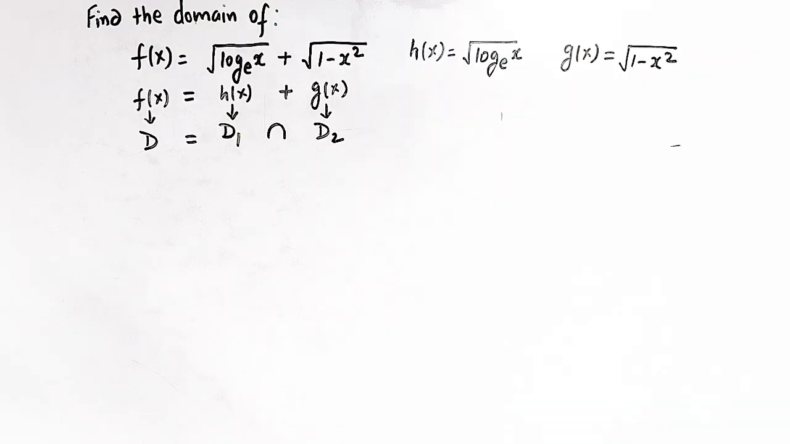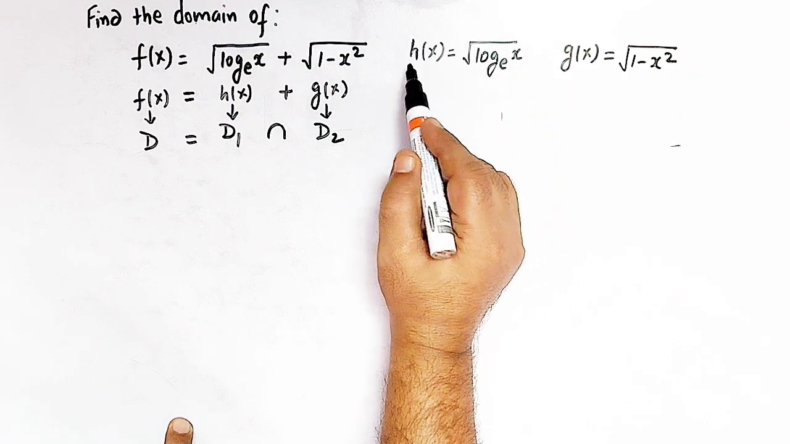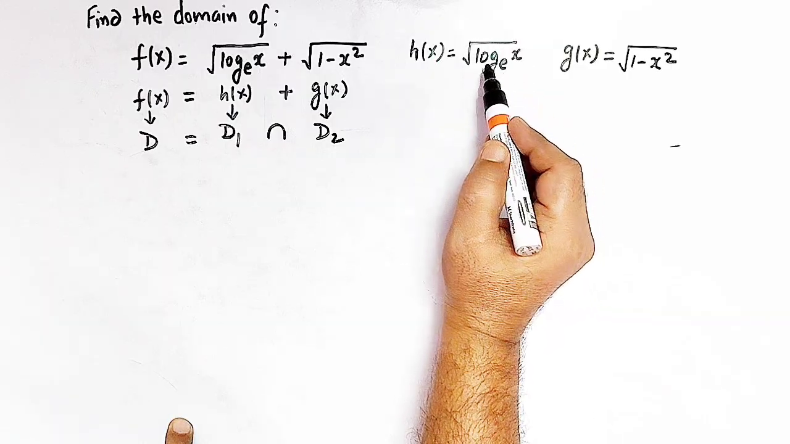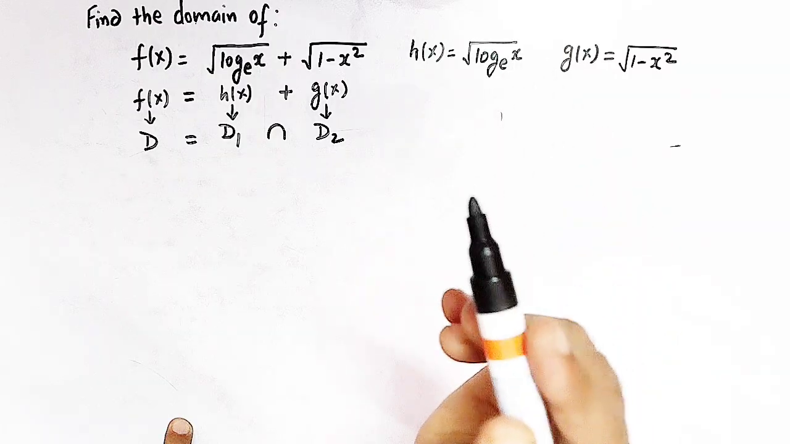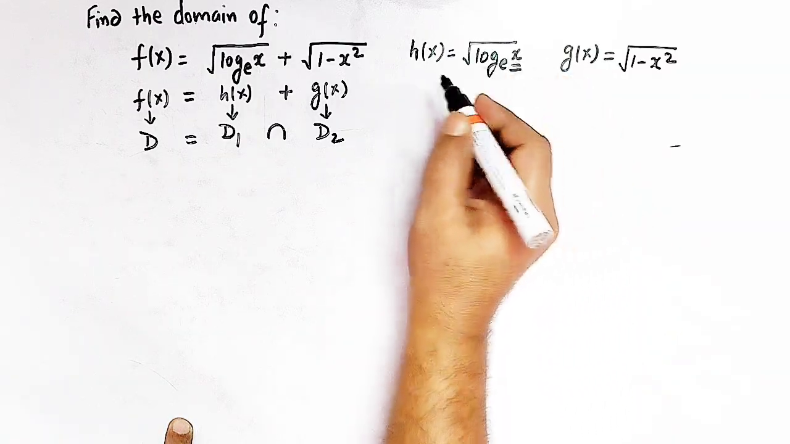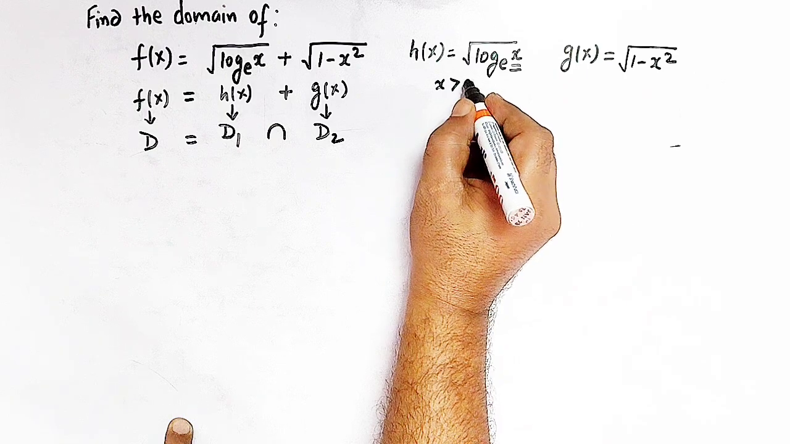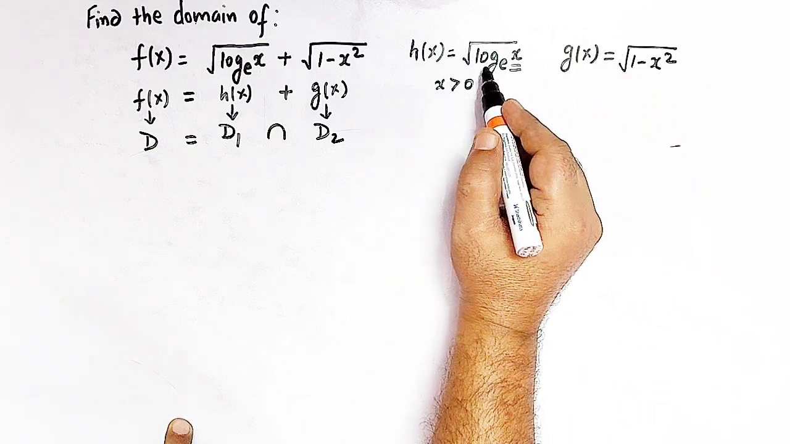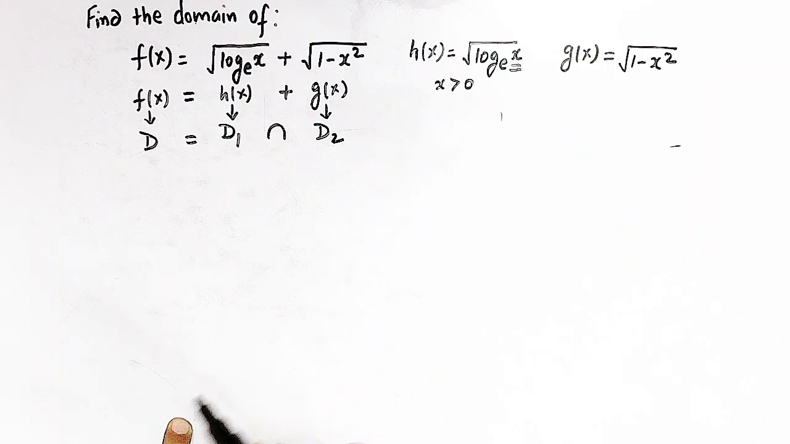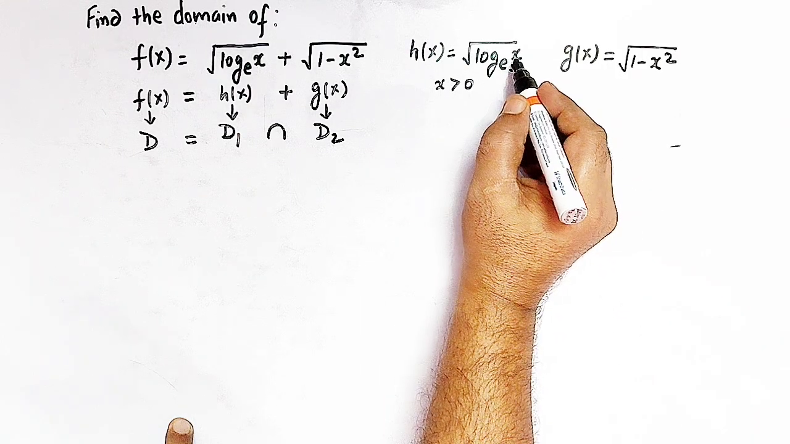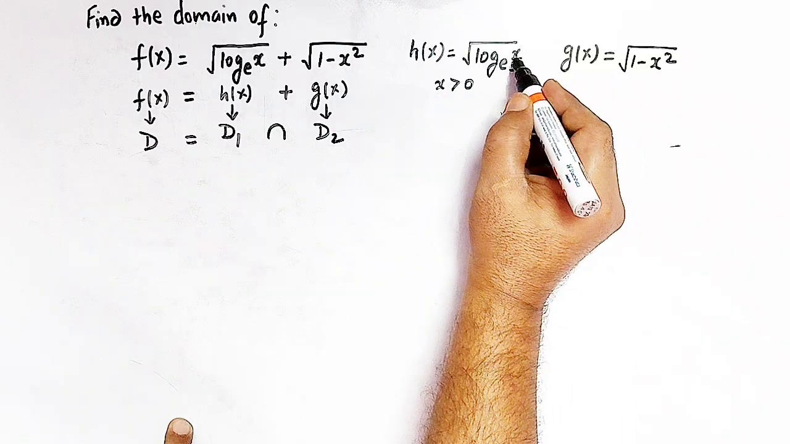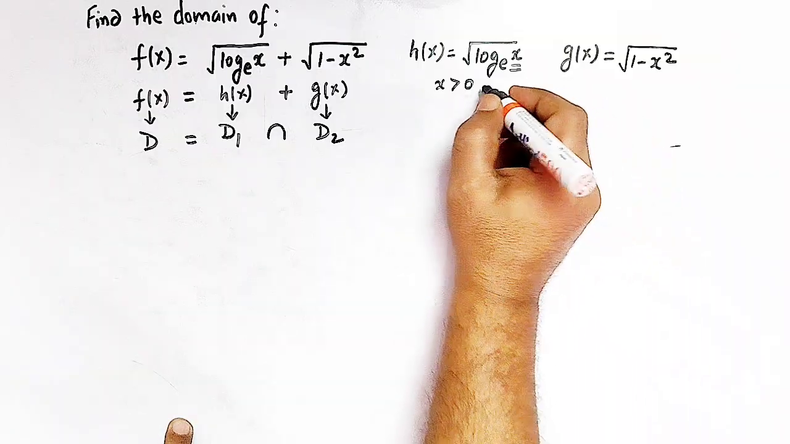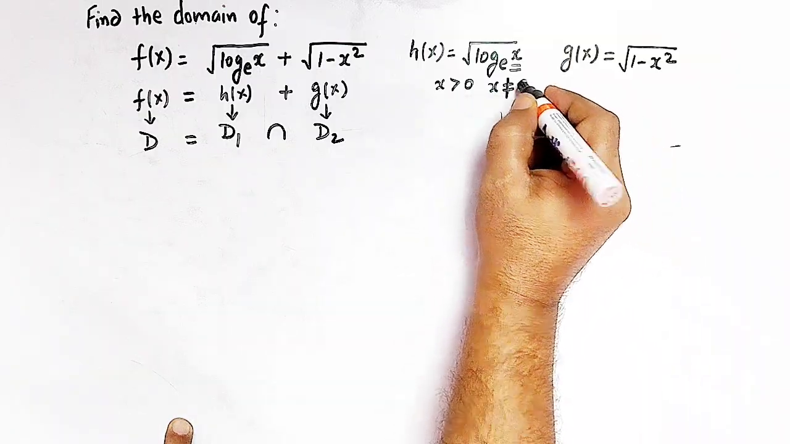So let us start. So now let us first find out the domain of h of x. Now here inside the square root sign we have natural log of x, right? So the first condition is that this x has to be greater than 0, and x cannot take the value 0, because a logarithm of 0 tends to minus infinity, right? So here the first condition is that this x should be positive, that is x should be greater than 0 and x is not equal to 0.